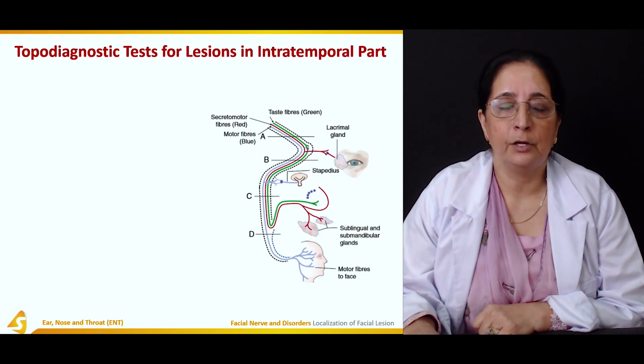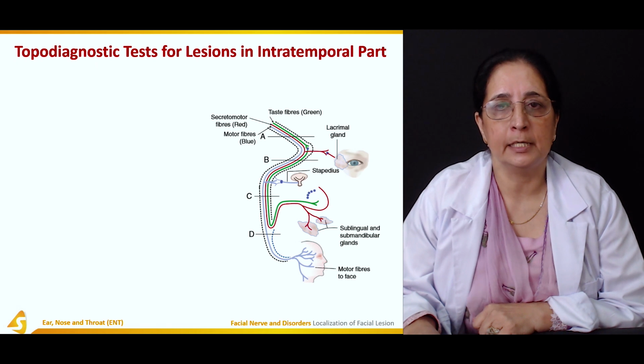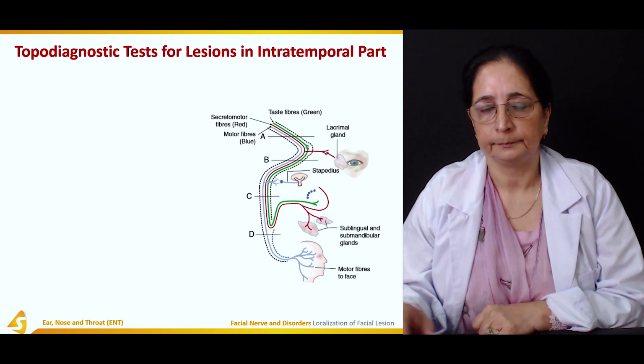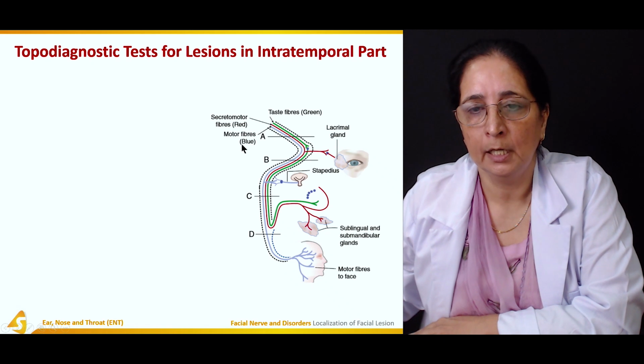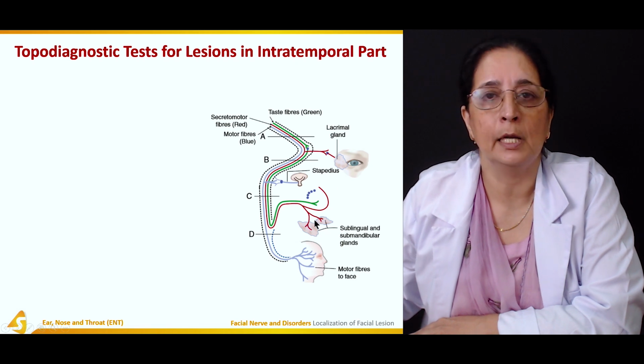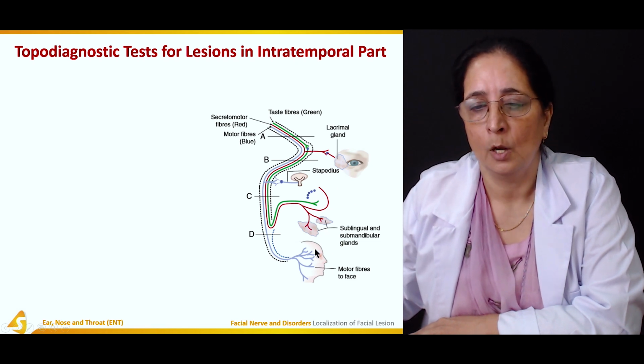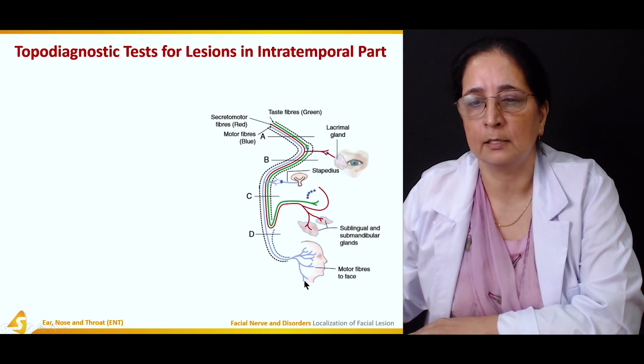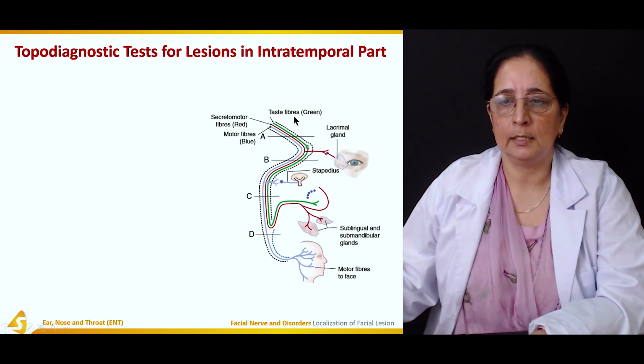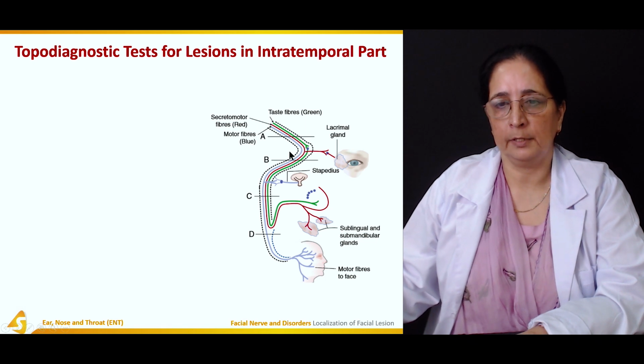Next, topo-diagnostic test for lesion in intratemporal part. Here again you see these are the taste fibers, green, then we have motor fibers which are blue, and then the secretomotor fibers which are red. This is the stapedius, this is the sublingual and submandibular glands and motor fibers to the face of the facial nerve. This is the course of the facial nerve.